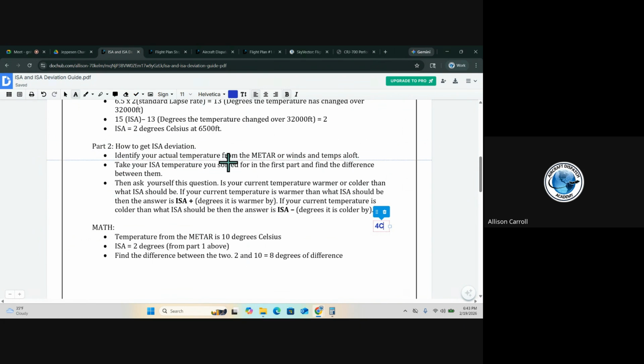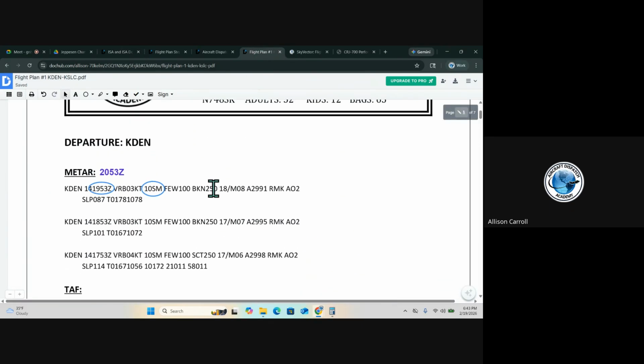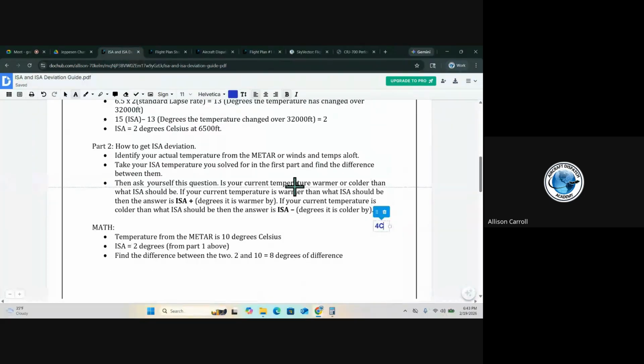So for Denver, we're going to look at the actual temperature in the most current METAR, which is 18 degrees Celsius. A little warm, a lot warmer, right? So 18 degrees Celsius, the actual temperature. Now take your ISA temperature from the first part, which is 4, and we're going to find the difference between these two numbers. Okay. So from 4 to 18, that's a difference of 14 degrees Celsius.